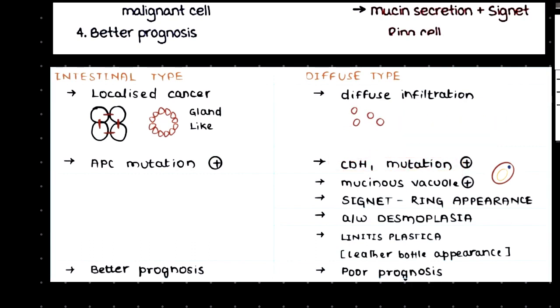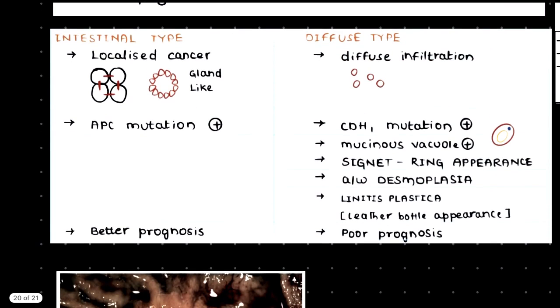So this is about the diffuse type, right? Here the tumor cells are diffused, scattered here and there. Since they are scattered here and there, they are not localized, right? And we cannot find the exact location of the tumor, so these have a poor prognosis, right?